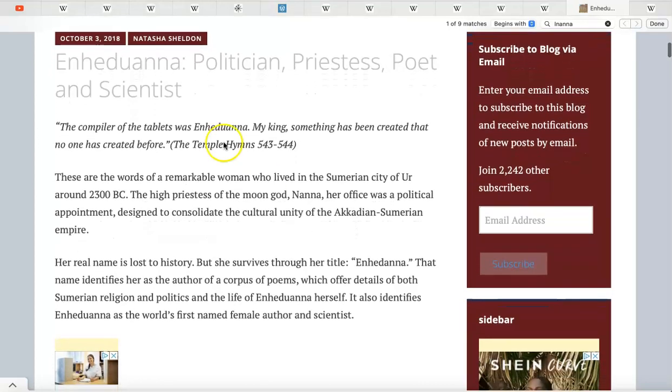Okay, look at this. Inhidwana, politician, priestess, poet, and scientist. Okay. The compiler of the tablets was Inhidwana. My king, something has been created that no one has created before. So Inhidwana, as you can infer from this one quoted line from the temple hymns, right? She was kind of an innovator of her own kind, in her own right.